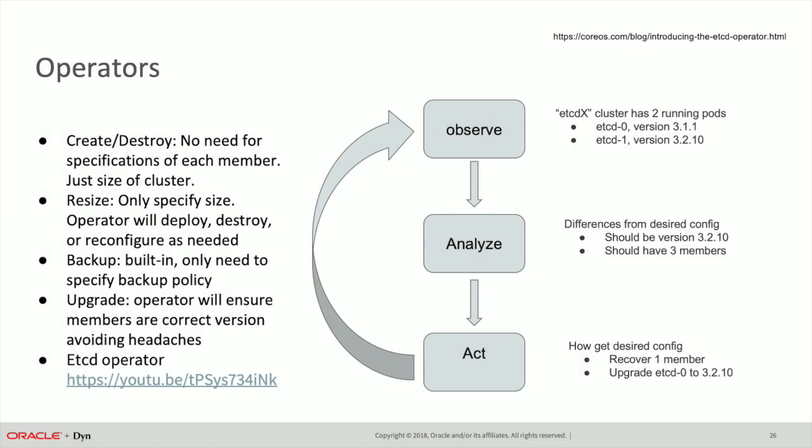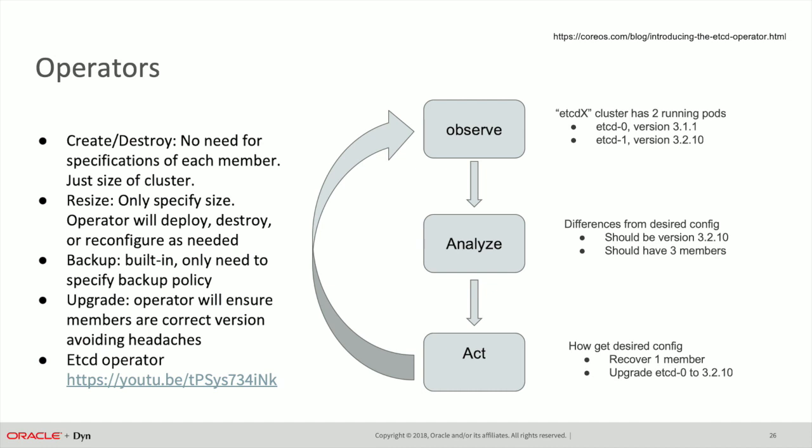Operators, the way they work is observe, analyze, and act. That's the basic pattern. So just think of it: the first thing they do is observe the state of something. Say, for instance, we have the etcd operator. There are going to be 2 running pods. The first one, etcd3, is version 3.1.1. etcd1 is version 3.2.10. Differences from the desired config.